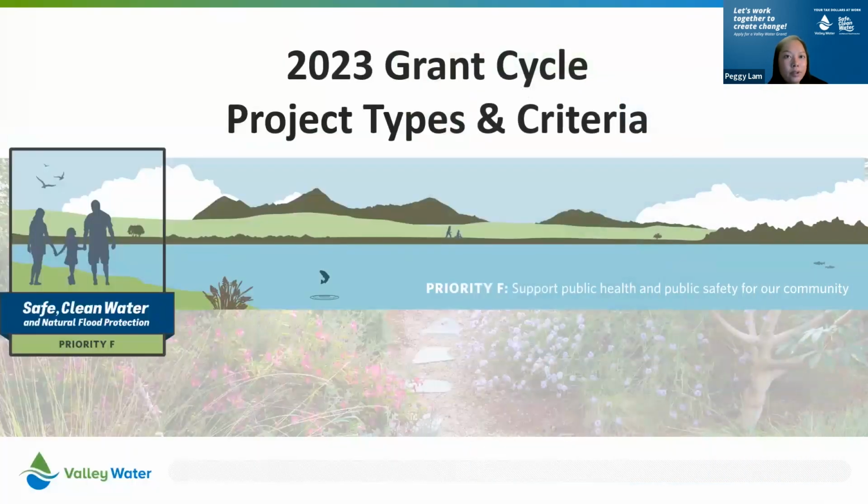So now we'll go over the 2023 grant cycles, and the project types and criteria. And I'll pass it on to Chelsea to go over each. So we have a list of past projects to give you a good idea of the diversity of projects we've funded in the past. Remember, you should only choose, like Peggy mentioned, one project type. If the project fits in multiple categories, pick the best fit. The criteria and scoring information is in the guidelines for each project type.